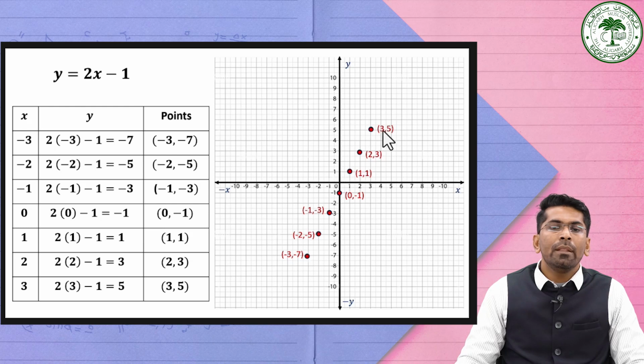After plotting these points in the coordinate system, we want to connect these points with a straight line. If we connect these points, then it will look like this. See, we have a straight line from left to right.